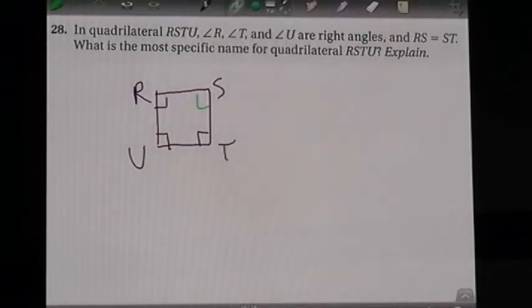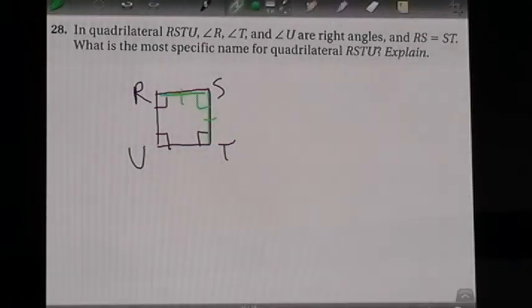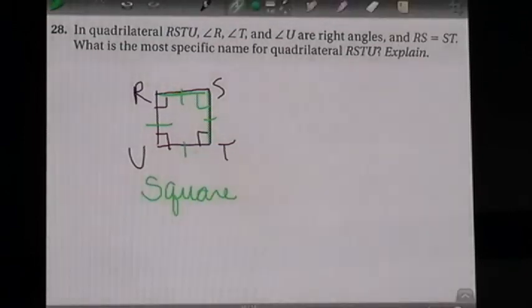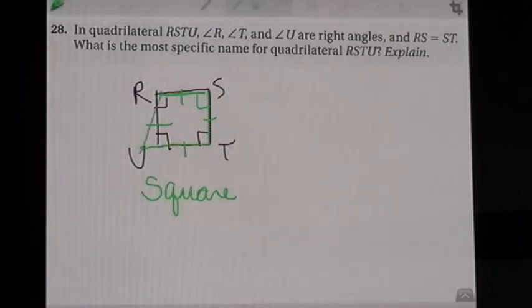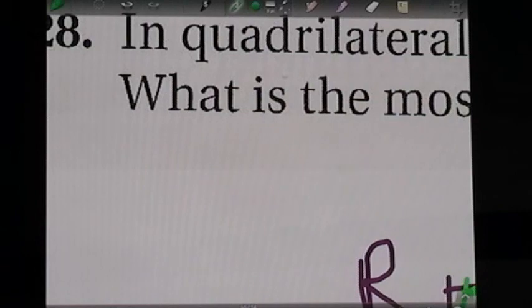We mark that because it wasn't given. And then it says RS is equal to ST. Well, if those two are congruent, then all 4 of them have to be congruent, and this has got to be a square. If any of these were longer, that would make those not right angles. So that's why it has to be a square.